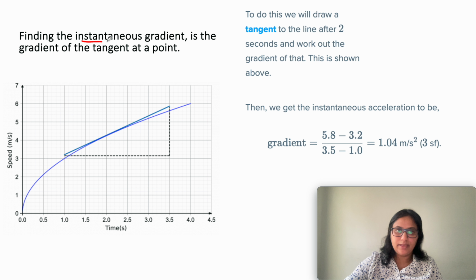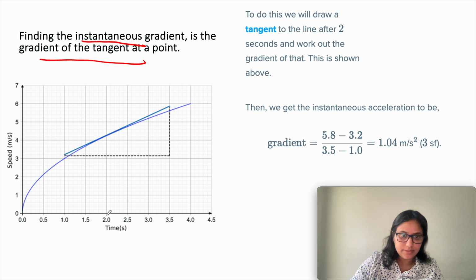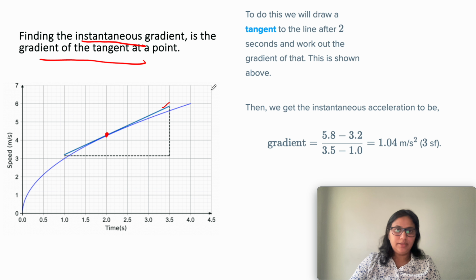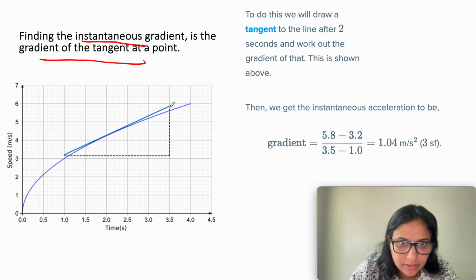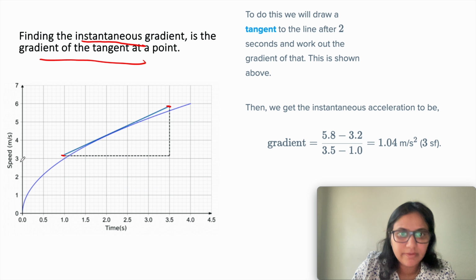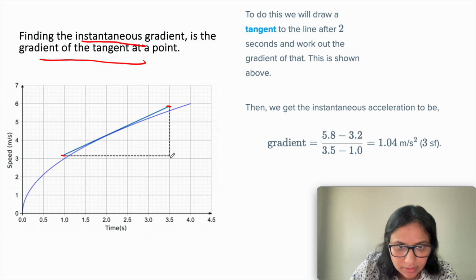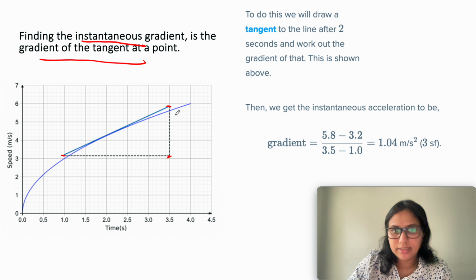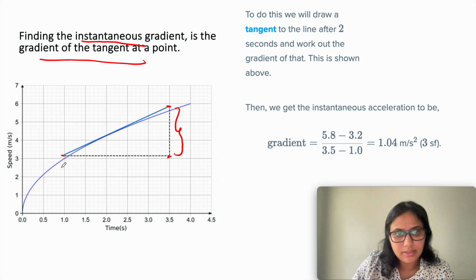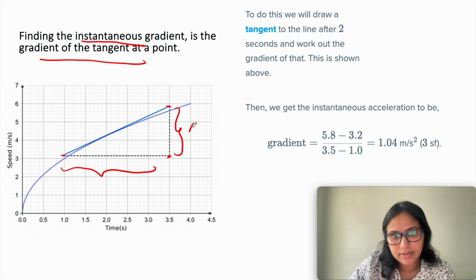Finding the instantaneous gradient means finding the gradient of the tangent at that point. So what we are going to do is, at 2 seconds, draw a tangent, a straight line, to this curve and work out the gradient. In this particular case, we have the final value here and the initial value here, that is the velocity or speed value. And here we have the time value, initial value and final value. Now, change in y-axis divided by change in x-axis gives the slope.